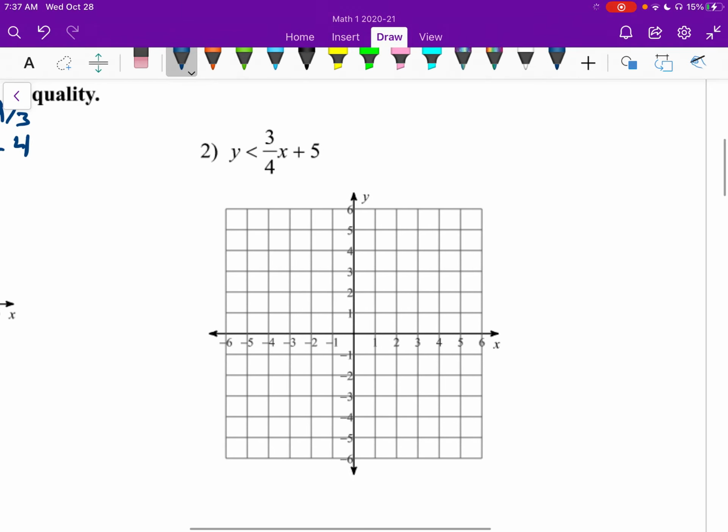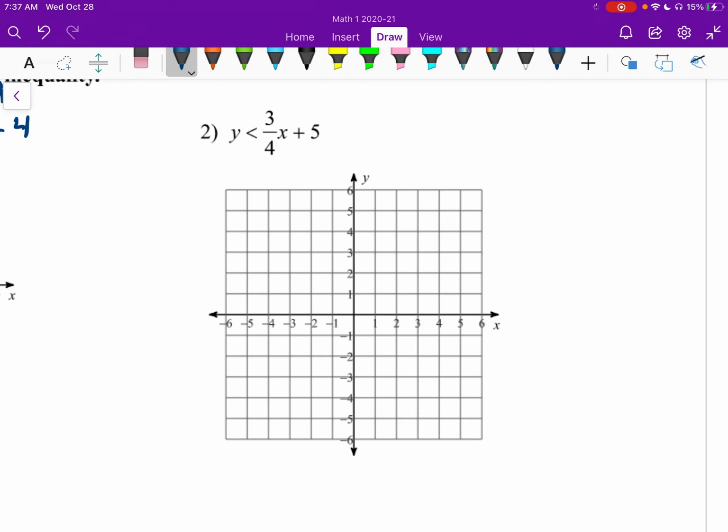All right, number 2. We need to first graph this line. We're going to kind of like pretend like there's an equal sign there and graph it that way. This is in slope-intercept form, so m, our slope, is 3/4. B, our y-intercept, is 5. So I'm going to start off putting a dot on our y-intercept, and then I'm going to make our slope. I go down 3, 1, 2, 3, and left 4, 1, 2, 3, 4.